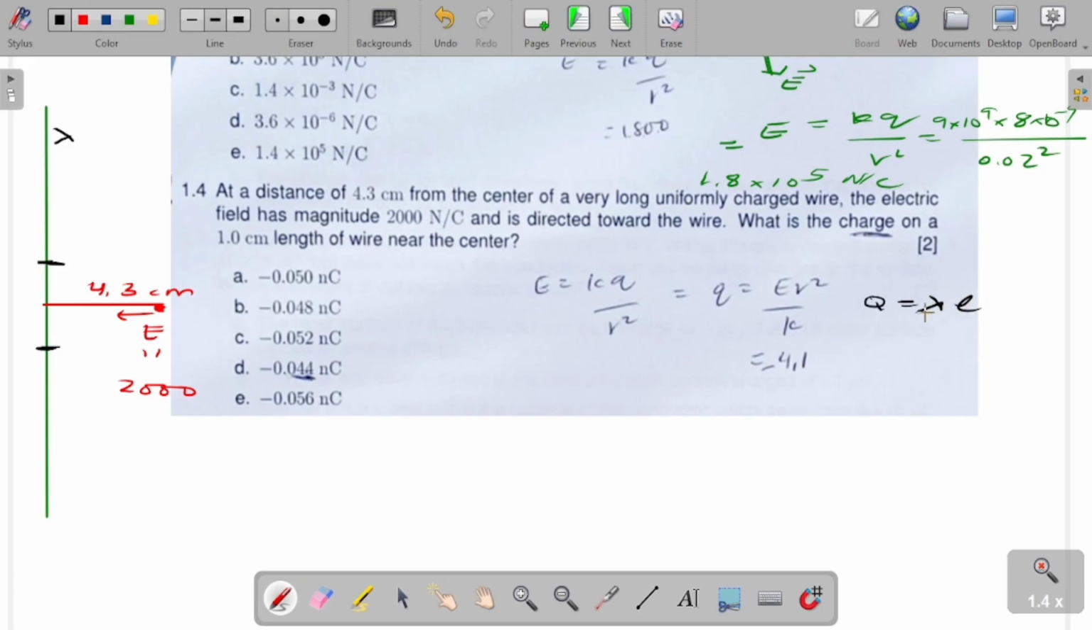But we don't have the linear charge density. We only have the electric field 4.3 centimeters away. So we need to link this linear charge density to the electric field. There's a formula for the electric field of an infinite line of charge, and that formula says lambda over 2 pi epsilon naught r.